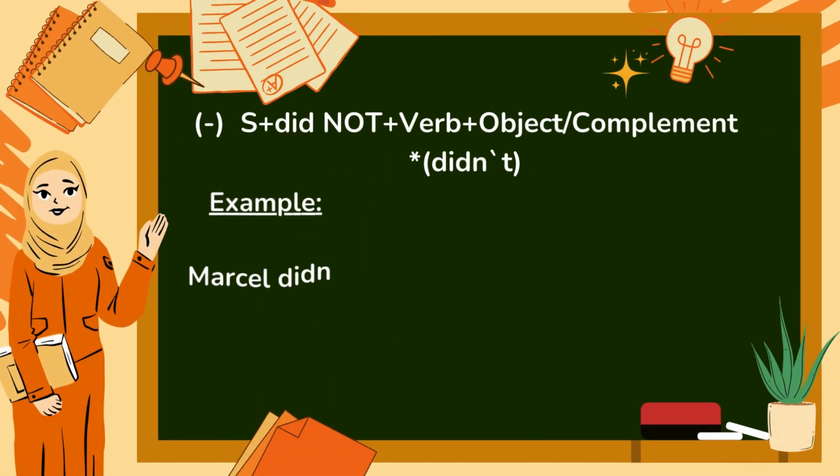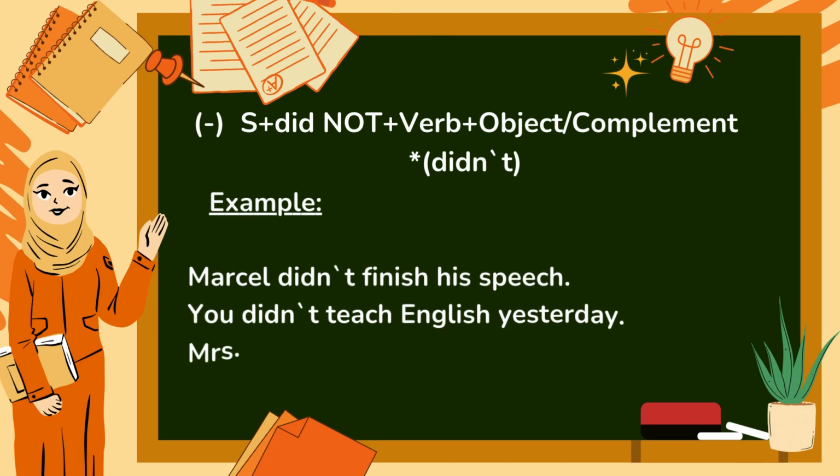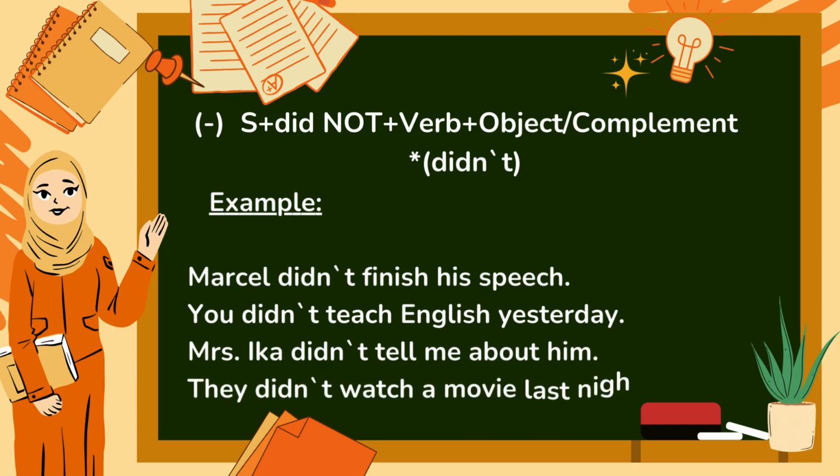Okay, now we learn the negative sentence in the past tense. A negative sentence consists of a subject plus did not plus object or complement. Example: Marcel did not finish his speech. Marcel as subject, did not finish as verb, his speech as object.